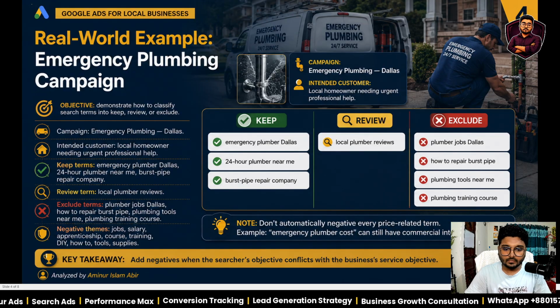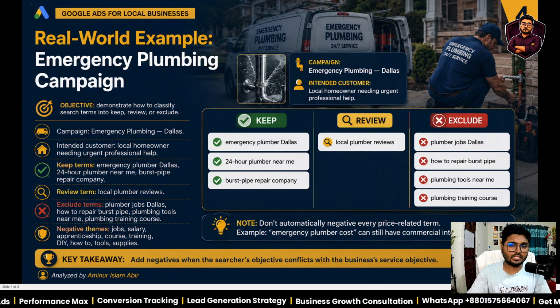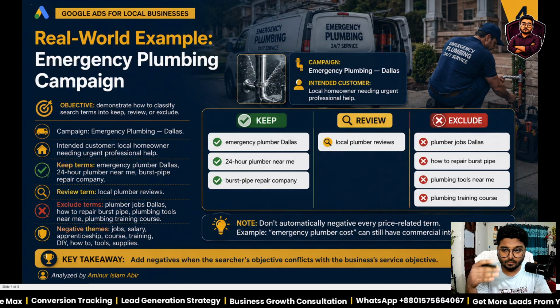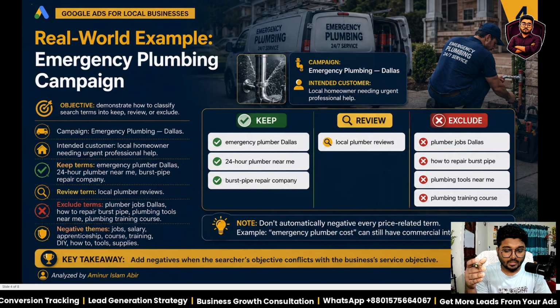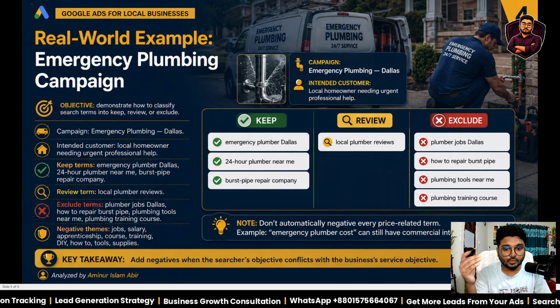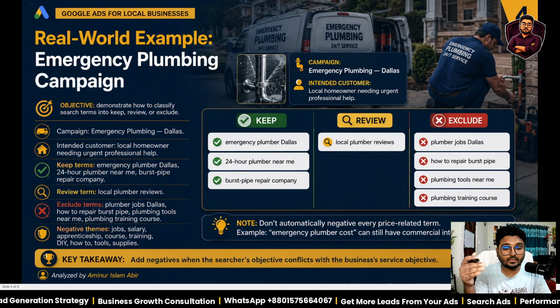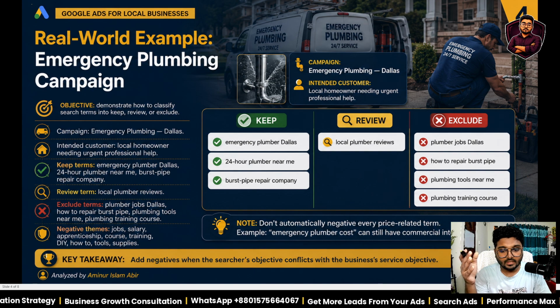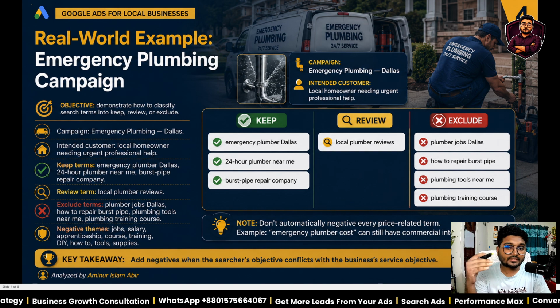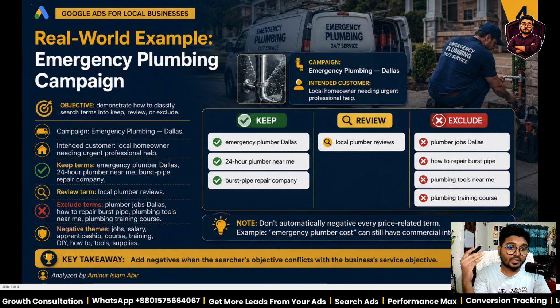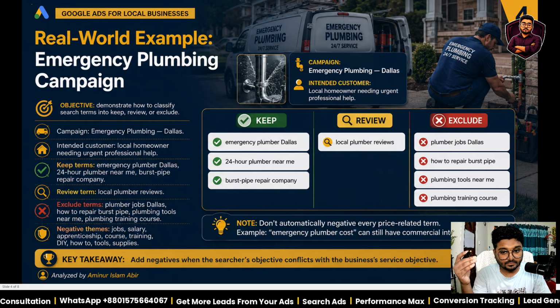However, do not block every search that looks imperfect. For example, "emergency plumber cost" may still represent a real customer comparing prices. Price-related searches are not always poor quality. Consider reviews, service relevance, buying intent, lead quality, customer value, and real results. Add a negative when the searcher's goal conflicts with the business goal. Careless negative keyword use can also damage a campaign.